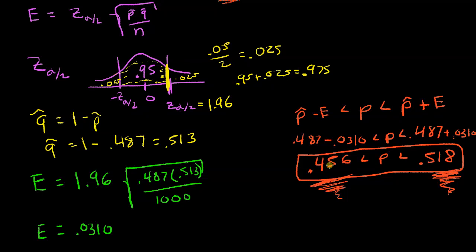If we had a larger sample size, this confidence interval would become more narrow because the margin of error would become smaller, because we're dividing by the sample size, which is 1,000. So as the sample size gets larger, the confidence interval gets more narrow. So it can better give you information about where the true population proportion P lies.